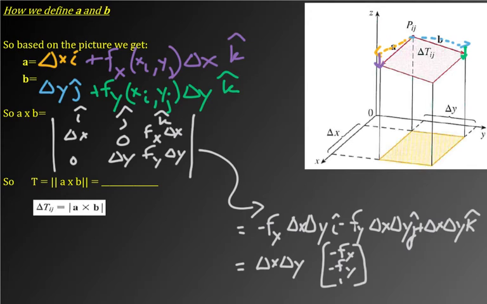And so if you do the magnitude of this thing, I'm going to put this down here. The magnitude is the square root of all these different things squared, so you're going to get f with respect to x squared, f with respect to y squared, plus 1, and then you'd have a delta x, a delta y.